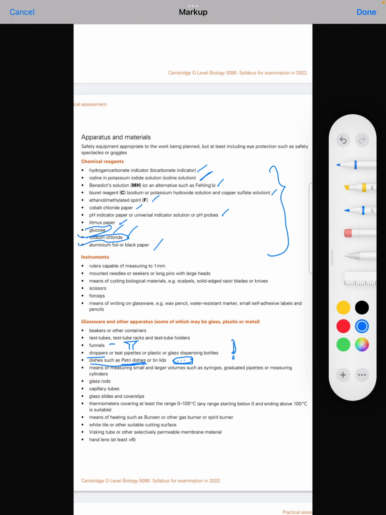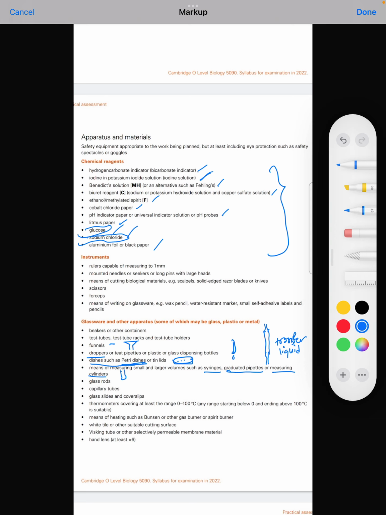Means of measuring small and larger volumes, such as syringes, graduated pipettes, or measuring cylinders. Syringe, we all know what a syringe is, and graduated pipettes. Pipettes are something like this, a very thin glassware, which is used to actually transfer liquid. So it is just used to transfer liquid. Okay, measuring cylinders, we all know what measuring cylinders are.